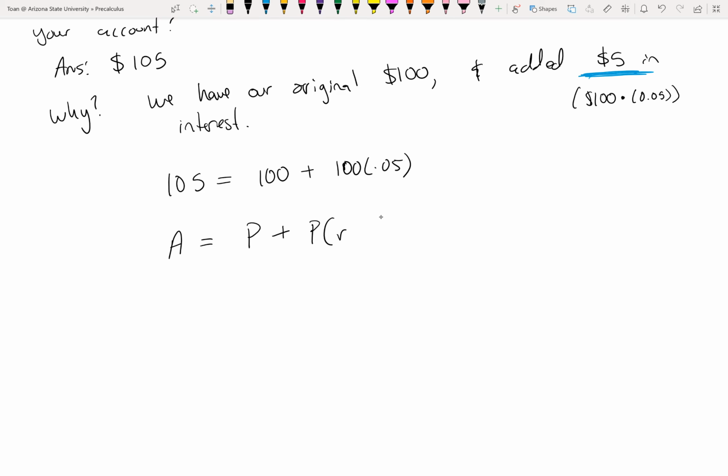I guess I don't need the parentheses. That right there is the formula to calculate the amount of money I have in my account when I have interest. I actually don't want to write it like this, because you notice they both have P's in here. So since they both have P's, let's factor out that P. So here we have the final formula to find the amount of money in my bank account after 1 year. After 1 year, I'll put a little subscript 1 here to indicate that's 1 year.